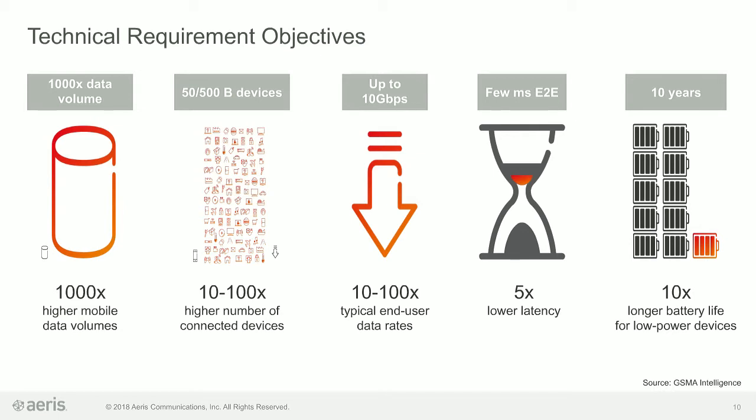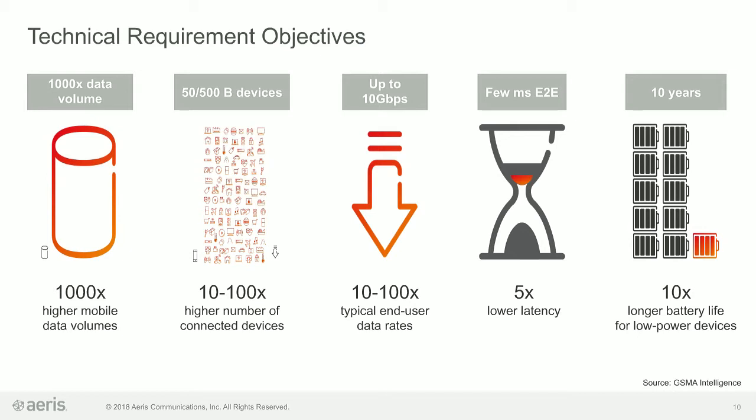Large growth in the number of connected devices, typically on the order of 50 to 500 billion devices in the far future, where you expect to see connected devices play a significant role. 10 gigabits per second throughput kind of numbers for the end user data rates, which I would call more of a peak throughput than an average throughput, but the expectation is that people expect to see very high gigabits per second throughput capabilities. The few milliseconds end-to-end latency, which is a dramatic improvement over anything that is possible today in wireless, and of course 10 years of low power devices using batteries.